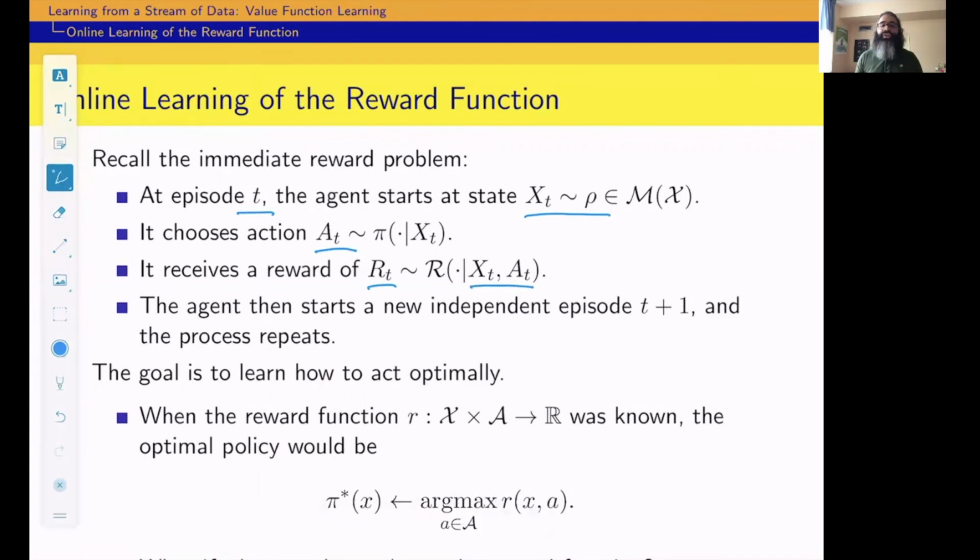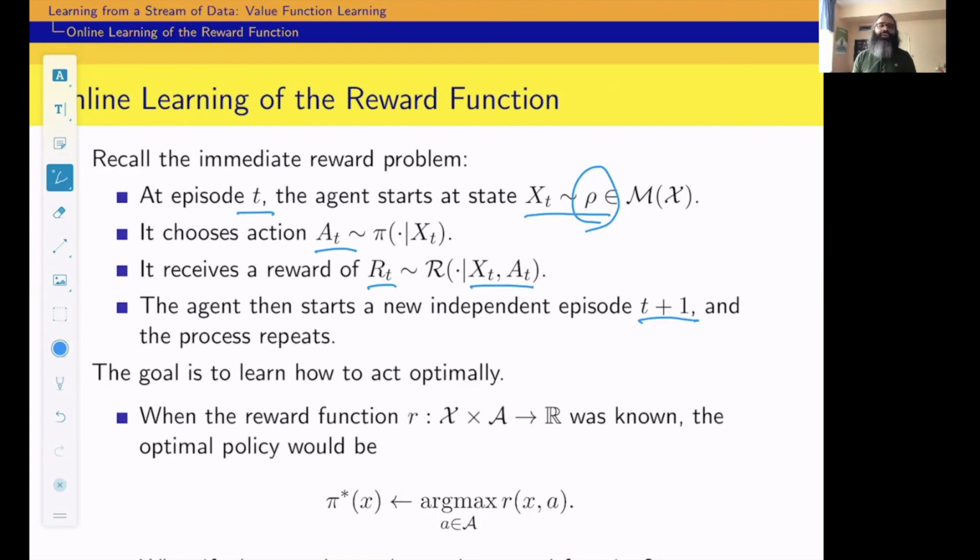And then the agent starts a new episode, independently selected, again from the same distribution row. So that would be episode t plus 1. And this process repeats. And the goal was to act optimally, like choosing how to choose A's in order to get the most reward as possible.